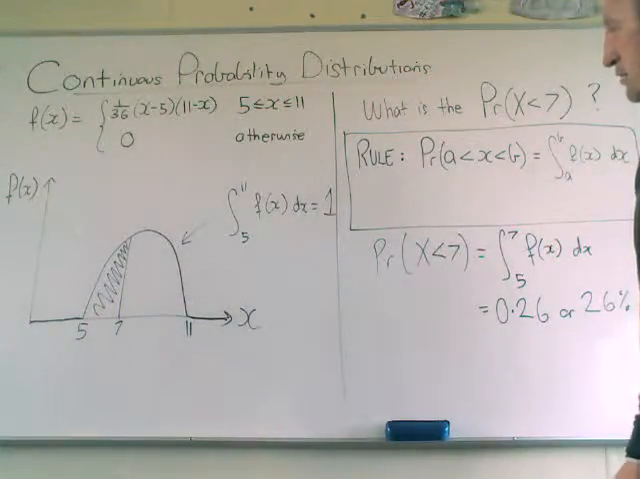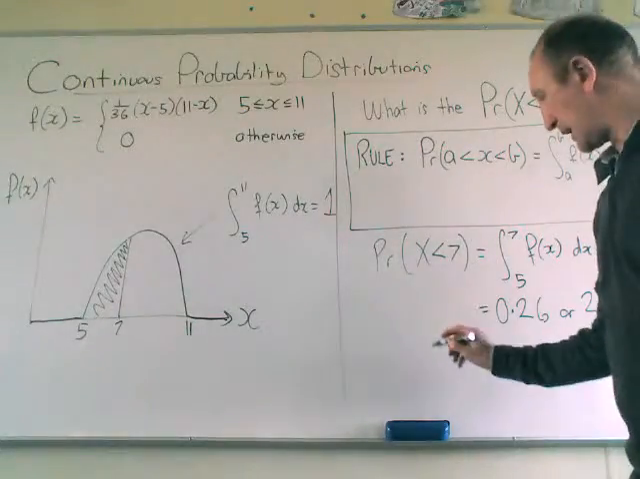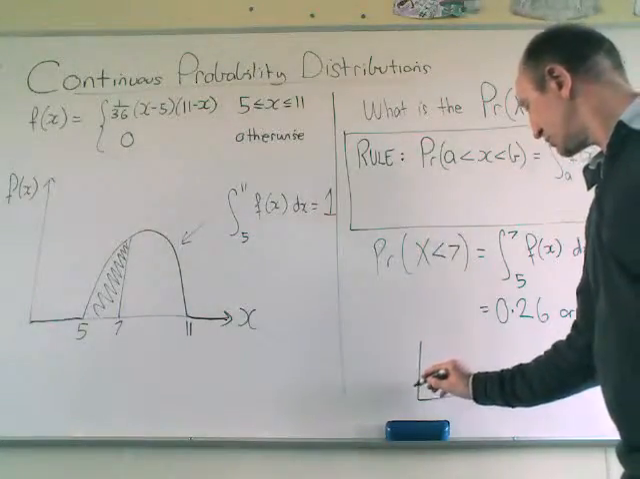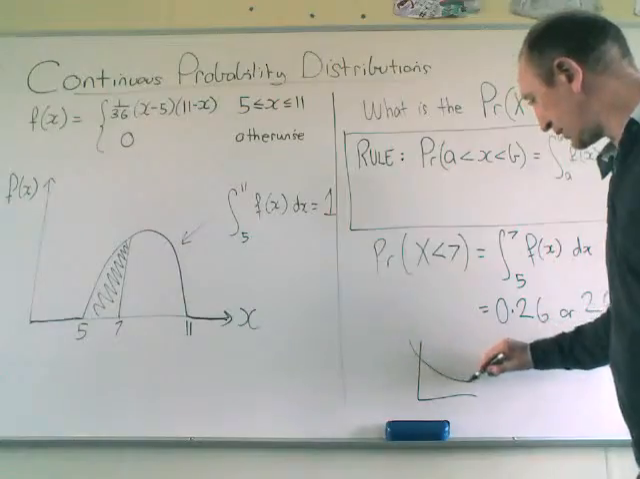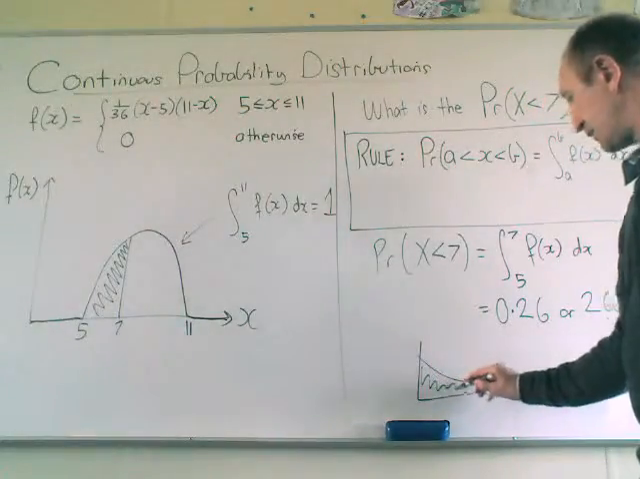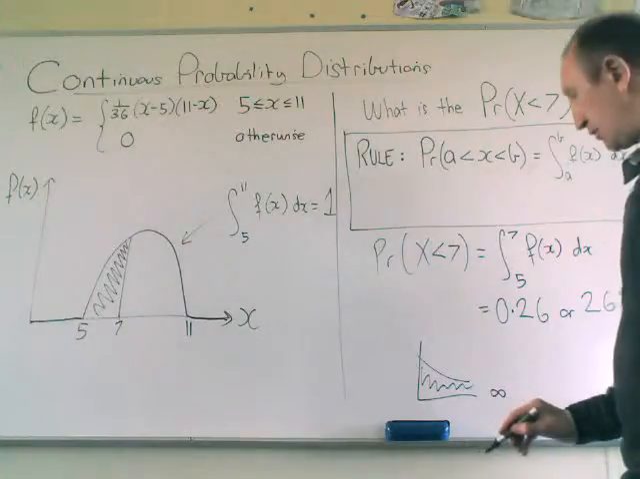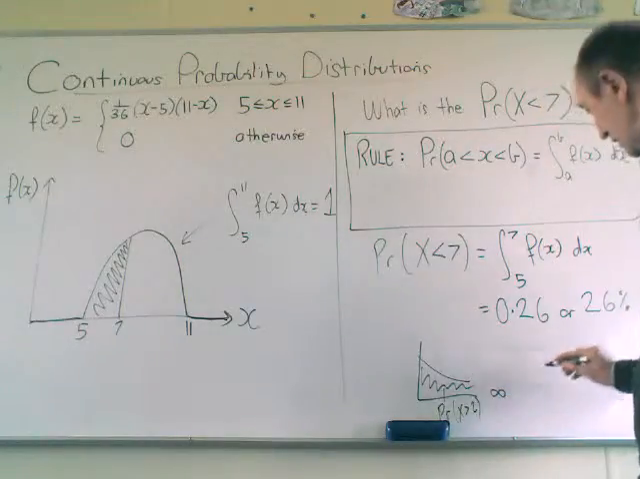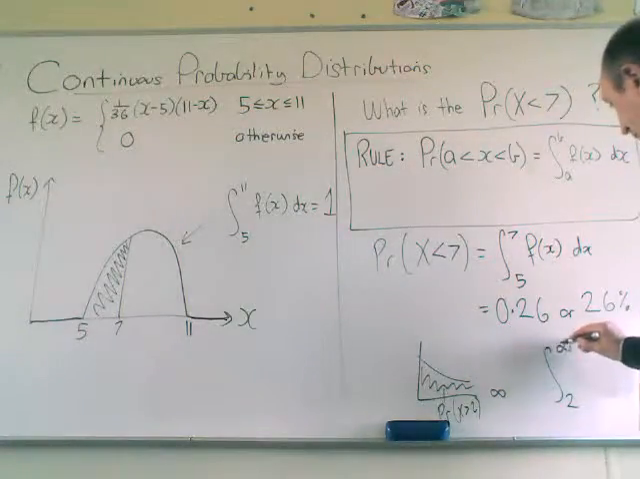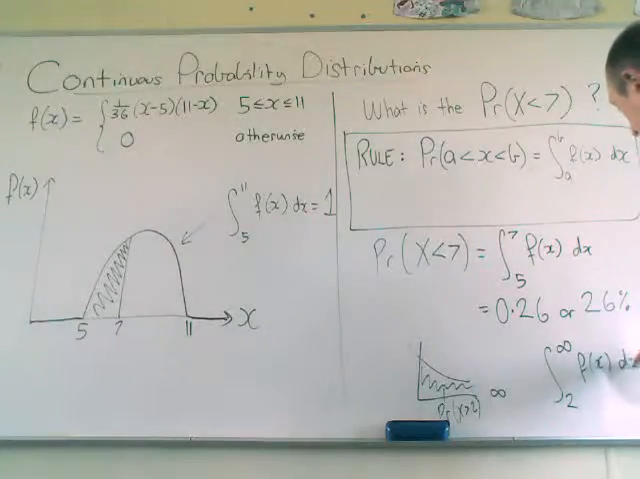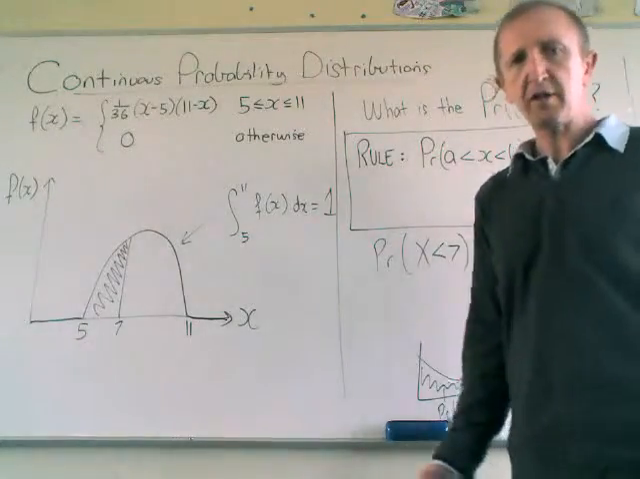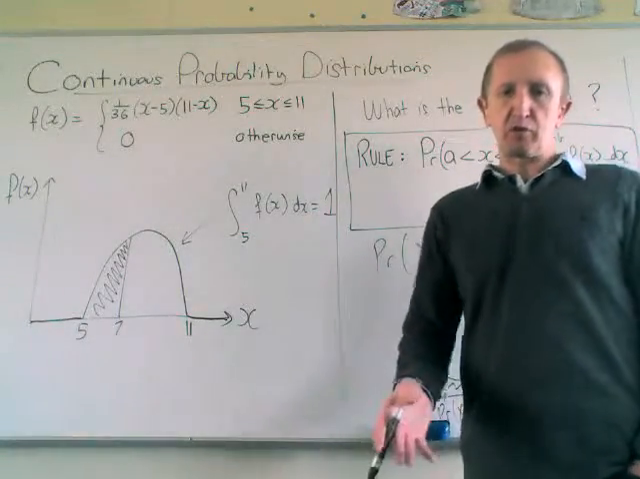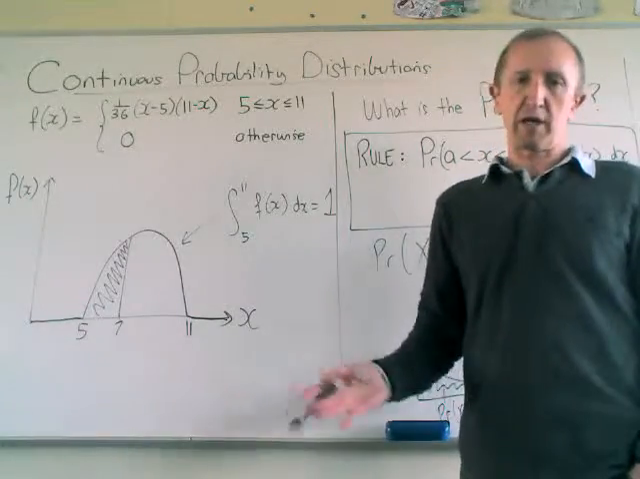You may also find some examples where the graph is, for example, an exponential, something like that, and that basically goes to infinity. So if, for example, we're asking what's the probability of x being greater than 2, we'd write that as the integral from 2 to infinity of f(x) dx. So that's continuous probability distribution. Again, very simple. We also need to talk about measures of centre and spread, which we'll do in the next video.